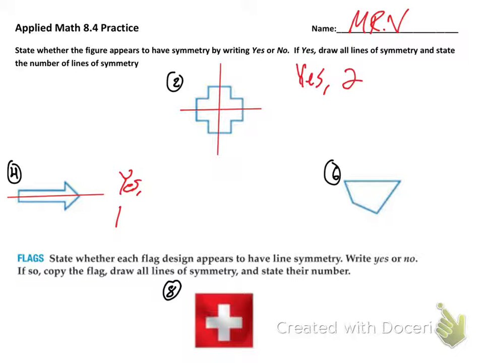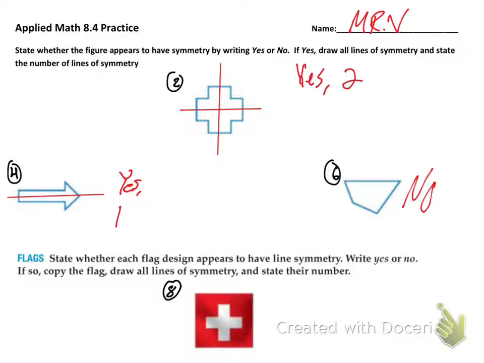And then 6 doesn't look like it, because it looks like these all have different length sides. So I don't think that would work. It doesn't look to be symmetrical. Can't do this, can't do this. So my final answer for this one would be no.